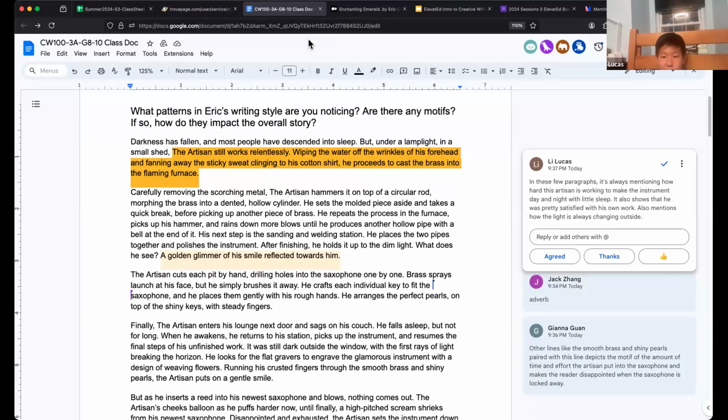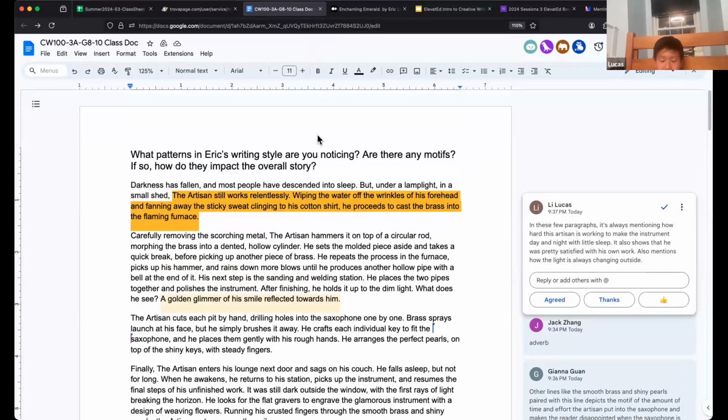Sure. So, I found, especially when the artisan was making it, it was always mentioning that he was working hard, and then it always shows how he was looking into the saxophone after every small move he's done. It also mentions in the first two paragraphs the light outside, like sometimes it's really dark, and then light begins to shine. It's always mentioning that in the paragraph.